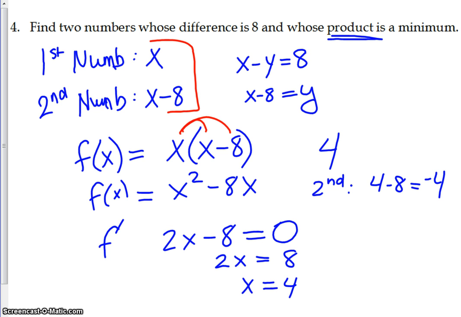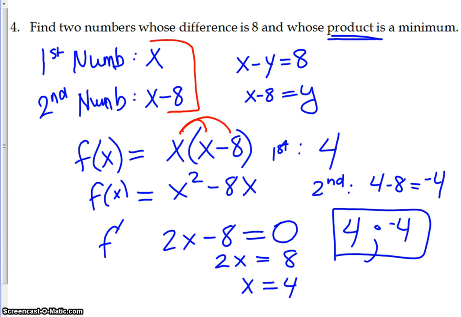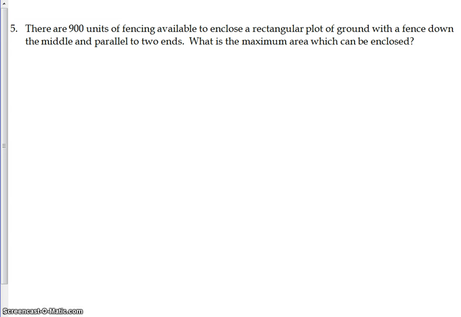Now they never told me that I couldn't go negative. So my first number was 4, my second number is negative 4. So the two numbers were 4 and negative 4. That is my answer. Okay? Let's see what else we have.